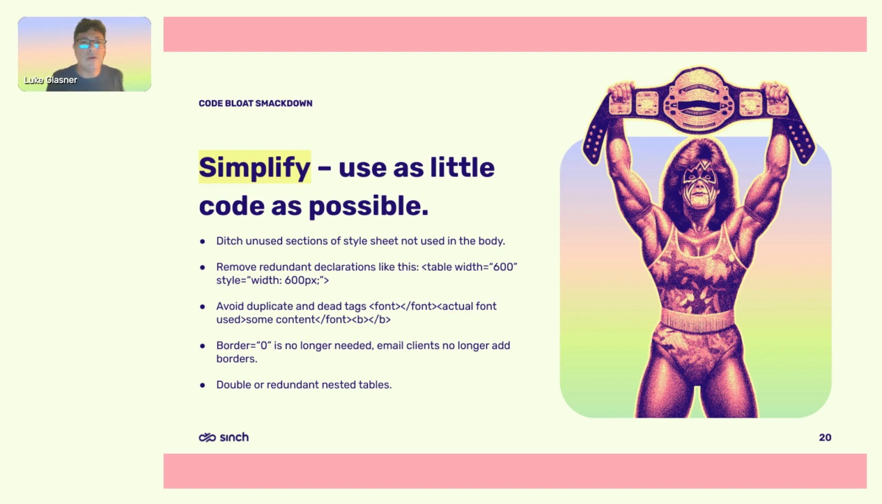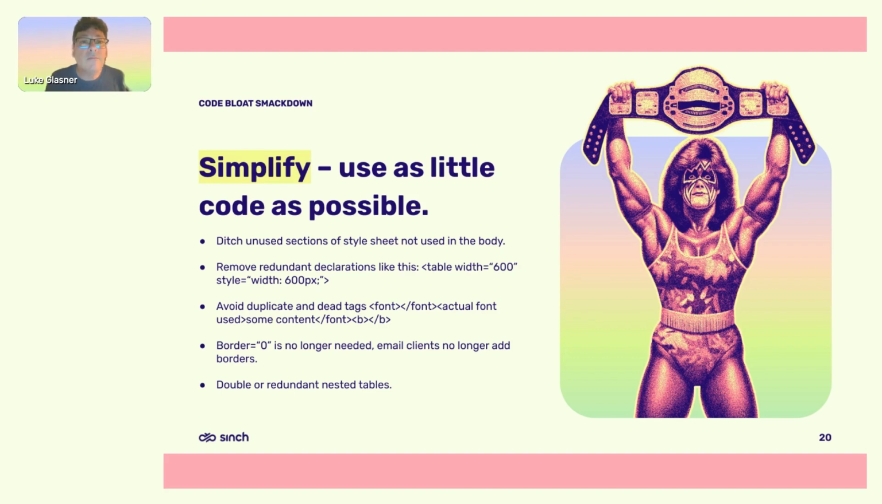Border equals 0 is another one that we used to put in. You used to have to put this around images. You put this on tables. I still use the border one for tables if I want to show the border, but you no longer really need to put that around a lot of different elements because the borders will no longer show automatically. That's kind of gone away.